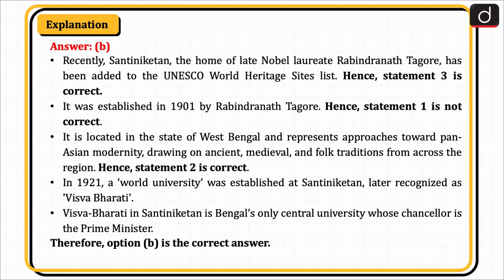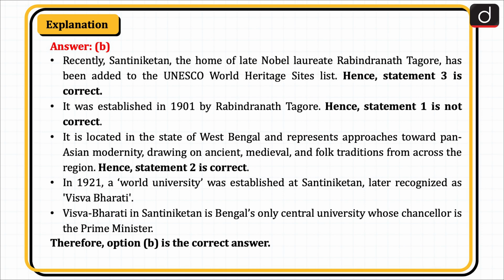Recently, Santiniketan, the home of the late Nobel laureate Rabindranath Tagore, has been added to the UNESCO World Heritage Sites list. Hence, statement 3 is correct. It was established in 1901 by Rabindranath Tagore. Hence, statement 1 is not correct. It is located in the state of West Bengal and represents approaches toward Pan-Asian modernity, drawing on ancient, medieval and folk traditions from across the region. Hence, statement 2 is correct.